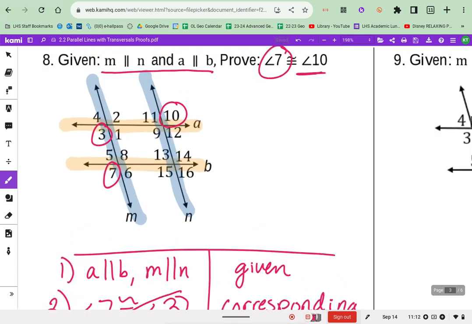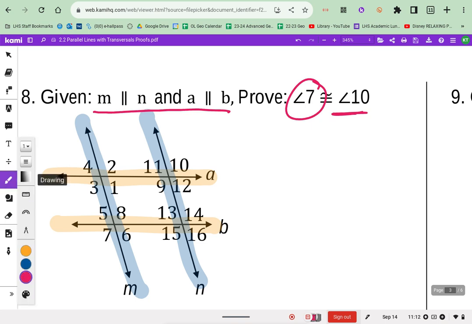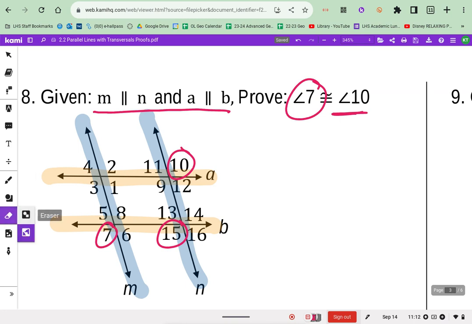And remember, there's lots of ways you could have done this proof. So if you're ever looking at a proof like at my key online and you're like, mine's different than yours, but I'm pretty sure mine's still right, just come ask me and I can check it for you because you totally probably have another right way of doing it. So like for example, on this one, we could have said, hey, 7 is corresponding with 15, and then 15 and 10 are alternate exterior. That would have worked.